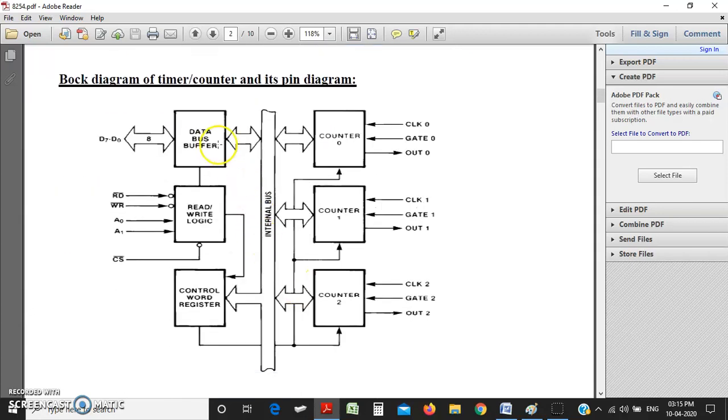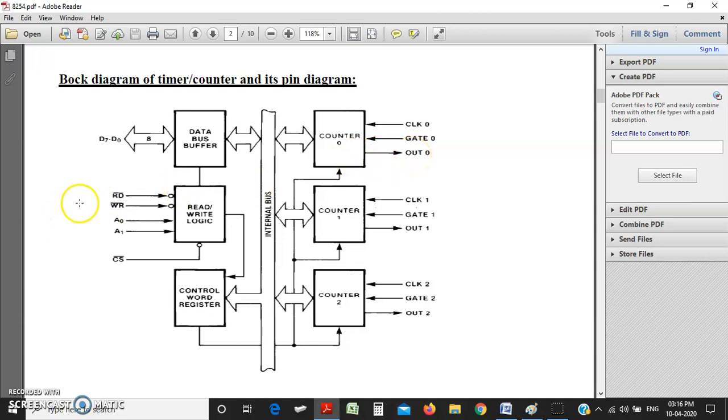So we have the architecture of 8254 timer and counter. It has 3 independent 16-bit counters: counter 0, counter 1, and counter 2. Each counter has 3 pins: clock, gate, and out. Clock will provide the basic operating frequency. Gate will control this counter in modes we will discuss next. Output, the output of this timer will be produced over this pin.